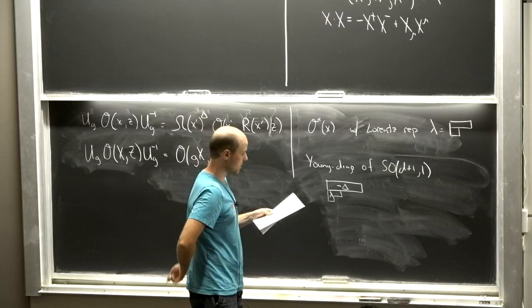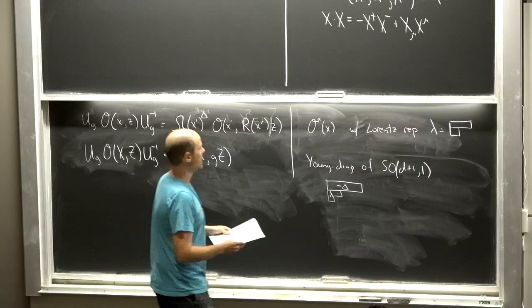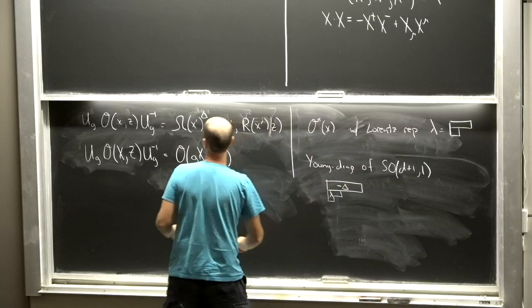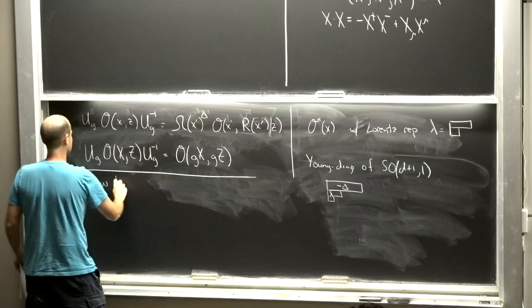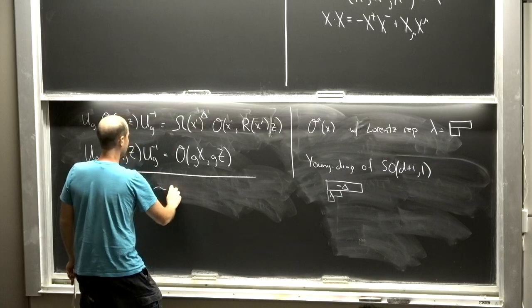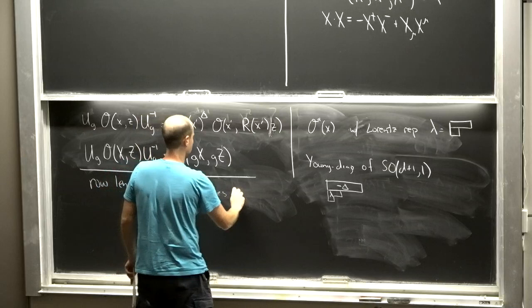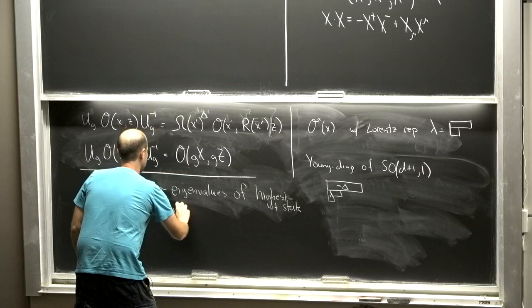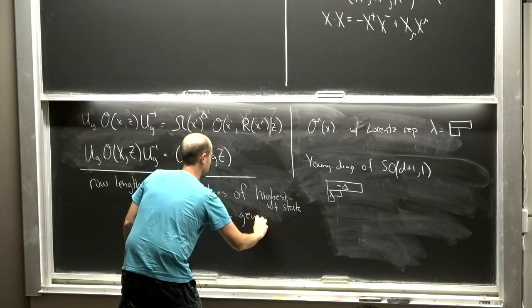Good. All right. But let me say a little bit about these funny non-integer length rows. Like, what is going on? So, one way to think about the lengths of the rows: row lengths are eigenvalues of a highest weight state under Cartan generators. Let me explain this a little bit.